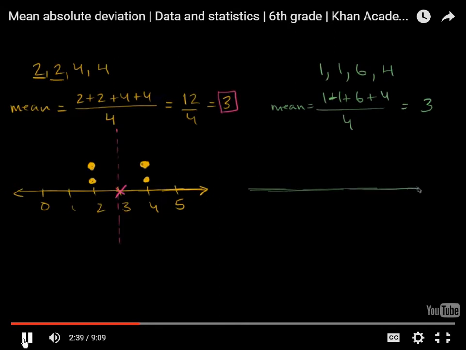We can visualize it. So I have to go all the way up to 6. So this is 0, 1, 2, 3, 4, 5, 6. And I'll go 1 more, 7. So we have a 1, we have another 1, we have another 1. We have a 6. And then we have a 4. And we calculated that the mean is 3. So the mean is 3.